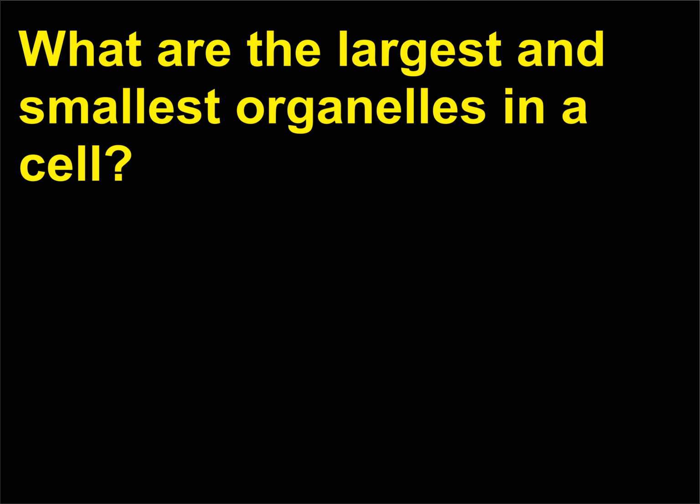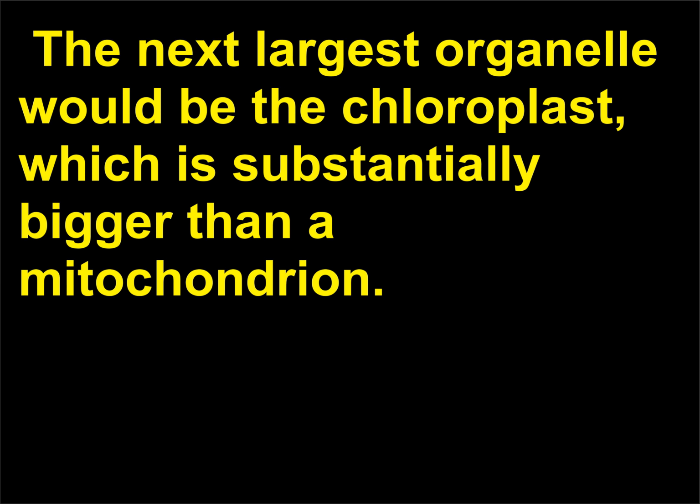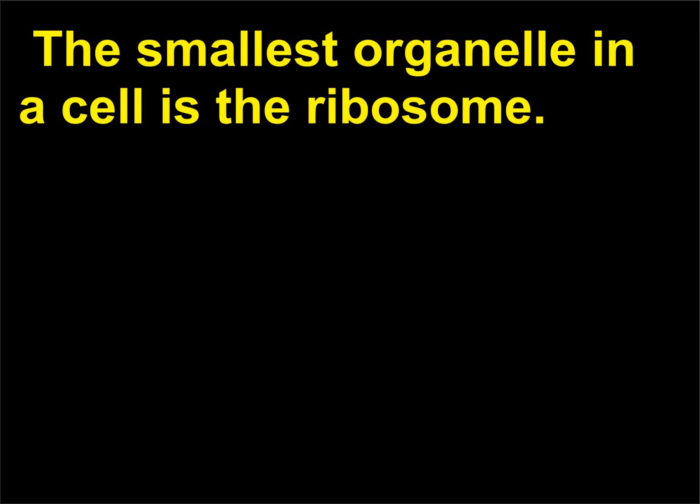What are the largest and smallest organelles in a cell? The largest organelle in a cell is the nucleus. The next largest organelle would be the chloroplast, which is substantially bigger than a mitochondrion. The smallest organelle in a cell is the ribosome.